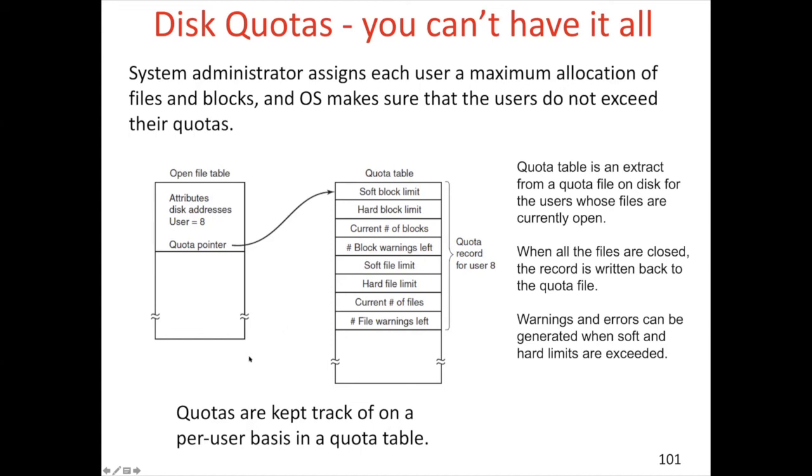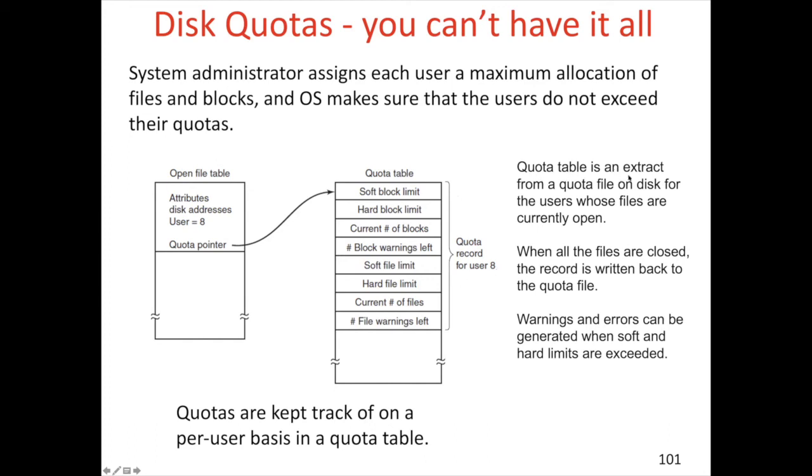Here in this figure, it is shown that quotas are kept track of on a per user basis in a quota table. In the open file table for the user, for example user 8, we have here attributes, disk addresses, and user is 8, and the quota pointer points to the quota table showing soft block limit, hard block limit, current number of blocks, number of block warnings left, soft file limit, hard file limit, current number of files, number of file warnings left. This is the quota record for user 8.